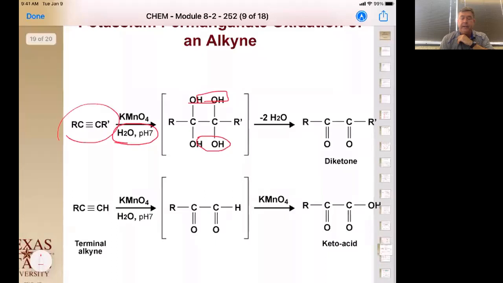If you have a hydrogen at the end, you actually are going to be oxidizing that down a little bit, and you're going to end up with a ketone and a carboxylic acid, or a keto acid. Okay, again, that's 2 different functional groups during the same reaction. So that's a very important conversion of material. Questions on that? Okay.